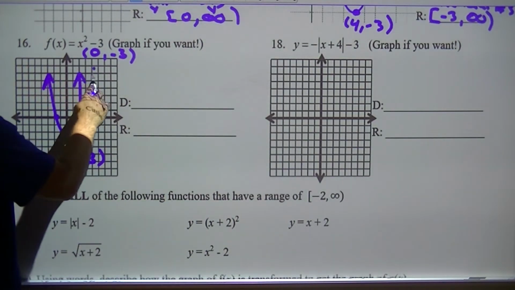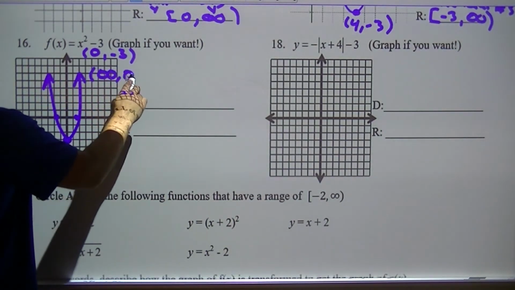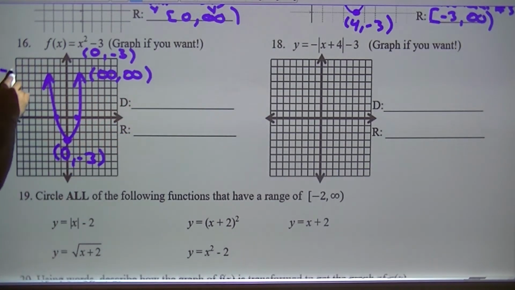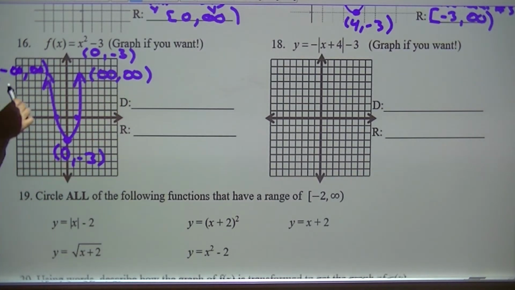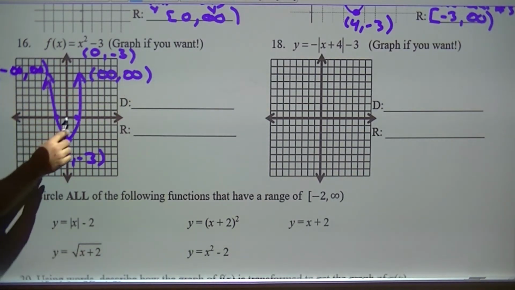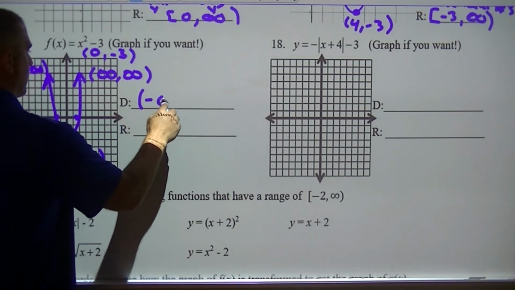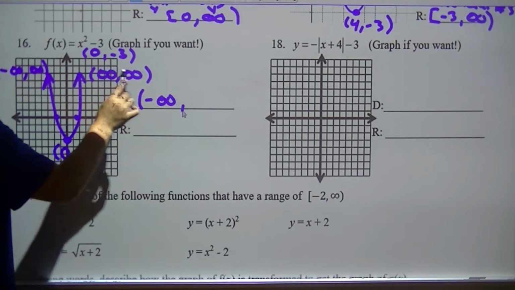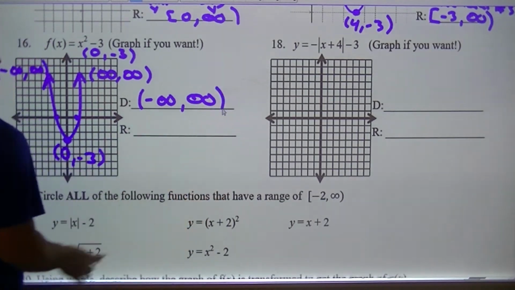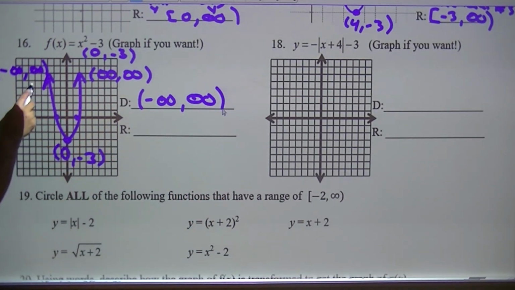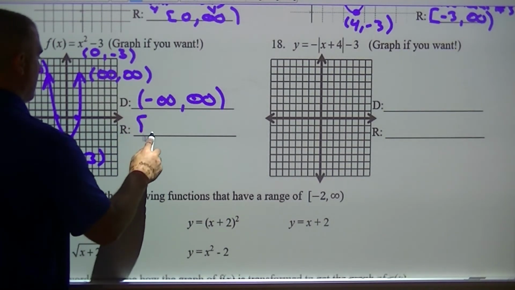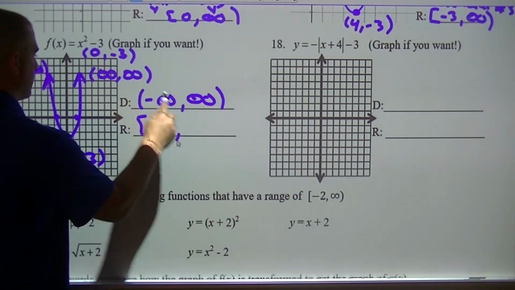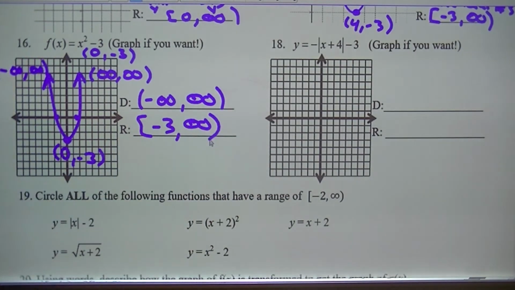All right, this would be infinity, because it's going up. This would be negative infinity. Left arrow, right arrow, both up. Okay, so the domain, if I look at all these, the smallest x value I have is negative infinity. The biggest x value I have is positive infinity. When I look at the range, that's the y's. The smallest one there is -3, the biggest is infinity. Okay?